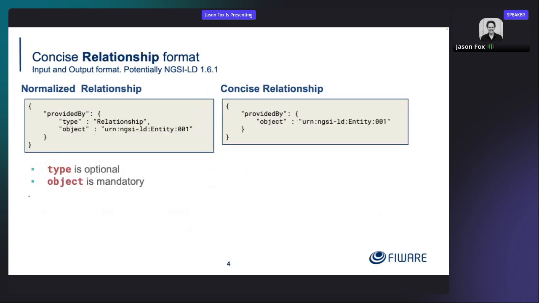It's not quite as easy with relationships or language maps. You can't reduce a provided by relationship down to just a key value pair, because the URN itself would then just be considered a property rather than a relationship. So the object itself is mandatory. For concise relationships, all you need to do is make sure you've got the object. Obviously, if you had any properties of properties, the same thing applies.